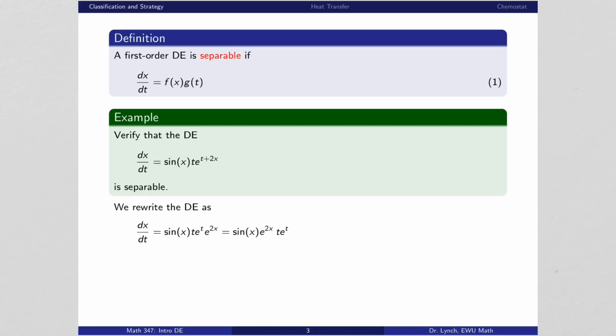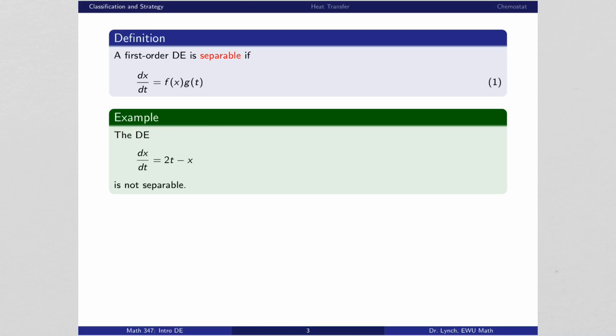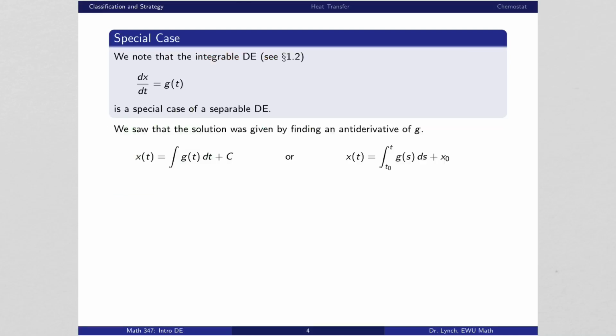Of course, not all differential equations are separable. Here's the differential equation we were working with in a different video when we were looking at slope fields. This is an example of a differential equation which is not separable. We saw how to solve the integrable differential equation in a previous section, and I'll point out that this integrable differential equation is actually just a special case of a separable differential equation. You can see that it's a separable differential equation where the function f(x) is just 1.